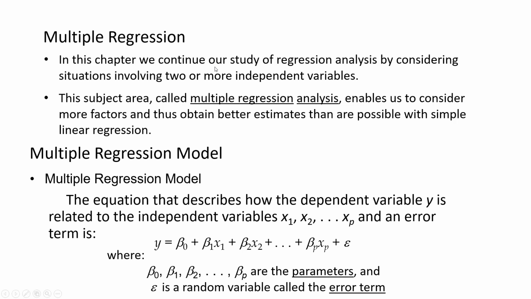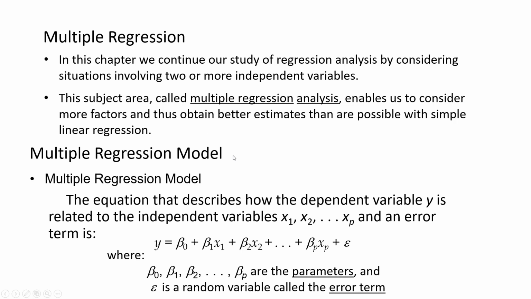In this chapter, we continue our study of regression analysis by constructing situations involving two or more independent variables. Now we will discuss how to handle data where you have more independent variables and only one dependent variable. This subject area is called multiple regression analysis, which enables you to consider more factors and thus obtain better estimates than are possible with simple linear regression. I will also share some research papers in which researchers use multiple regression analysis, construct hypothesis tests, and interpret results using specific data.